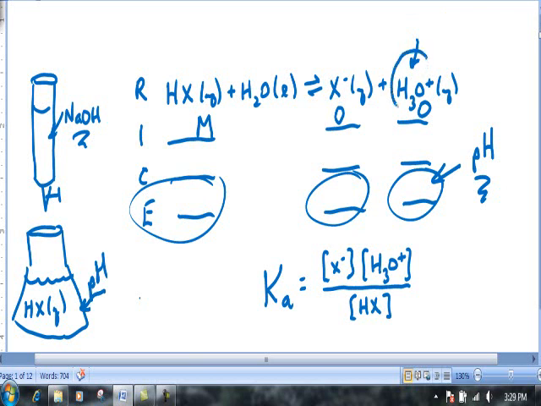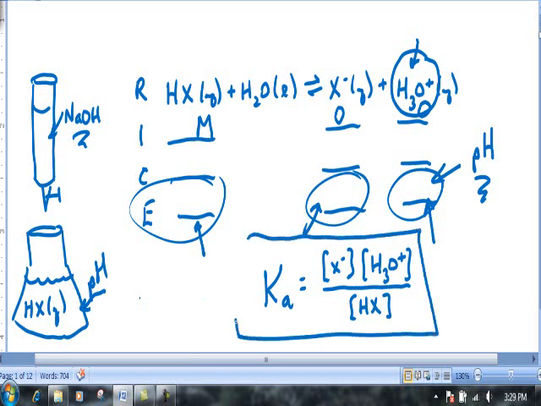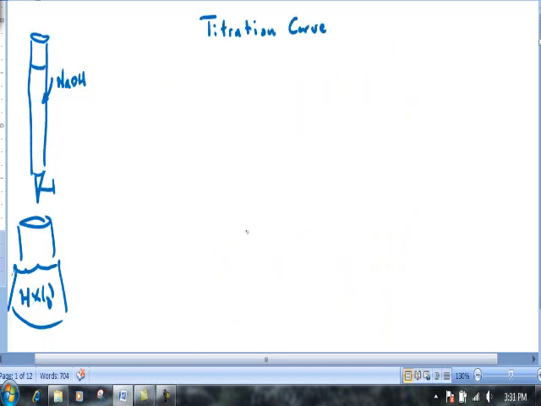That'll allow us to get the hydronium concentration. That gives us the hydronium concentration, which also gives us the X minus, and we get the equilibrium quantity for all of our materials, which we can then use to calculate the Ka value for our weak acid.